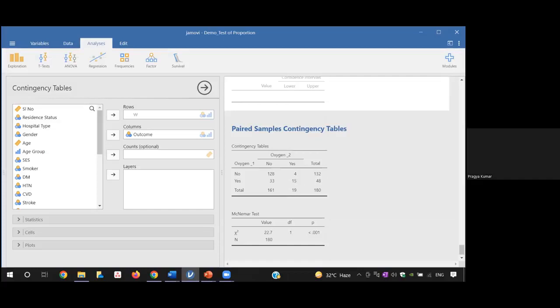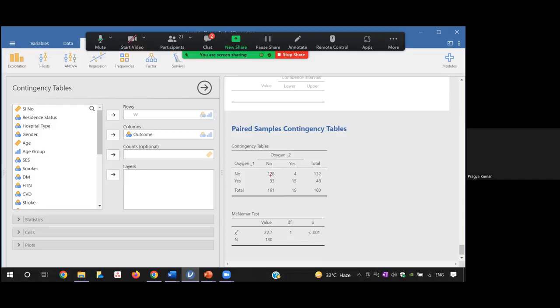What are these two margins? So one margin is this, that is the 33 plus 15, that is the 48. And the second margin is this, 4 plus 15, that is the 19. So these two proportions we are interested in, because this tells you the pre and post status, which we have to compare. And then you can write the value of chi-square is 22.7 with 1 degree of freedom and p value.